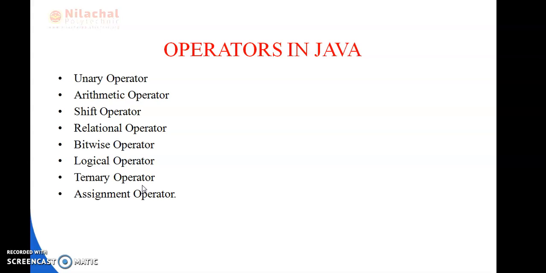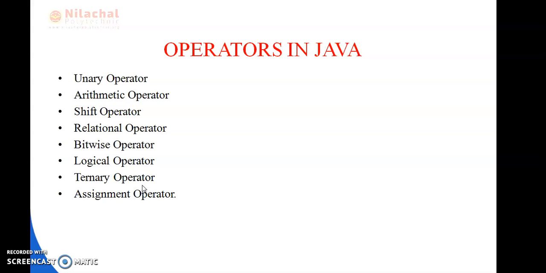First, the unary operator is divided into two types, postfix operator and prefix operator. The expression syntax will be expression plus plus, expression minus minus. That is a postfix operation. In prefix operation it would be plus plus expression or minus minus expression.